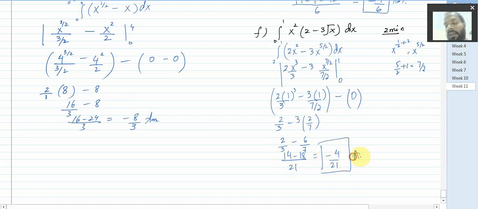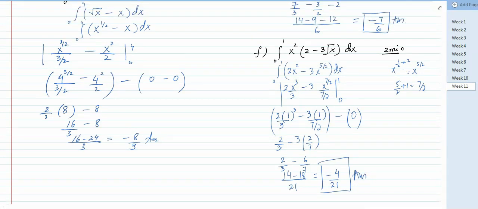I hope that integral with limits is now clear to you. All the methods and rules are the same as we had done in indefinite integrals, but the only part that differs is how we are going to apply the limits. Alright, so moving on towards the next question.